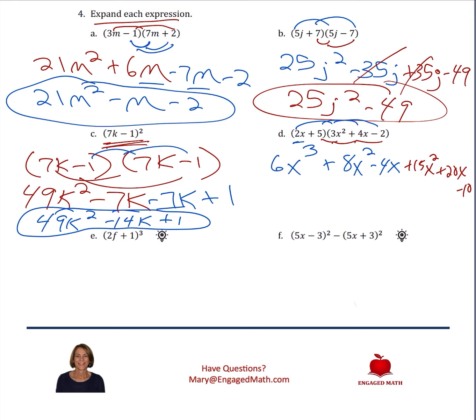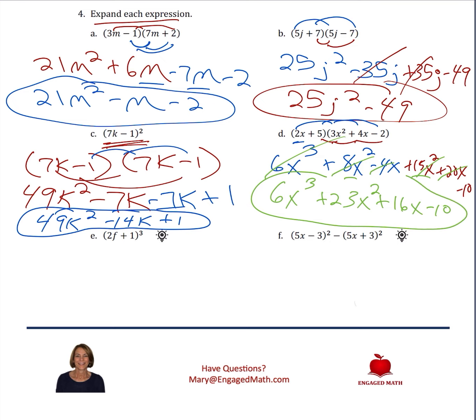Okay, let's combine our like terms. And I am going to do that in green. So we have 6x to the third. That matches with nothing. So that's gone. 8x squared and 15x squared is going to give me a total of 23x squared. They're gone. Negative 4x and 20x gives me a total of plus 16x. They're gone as well. And then minus 10. And this is our final answer. Done.